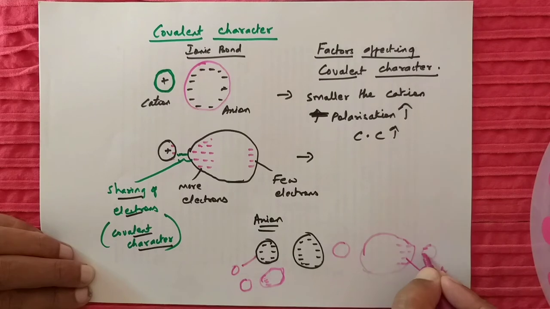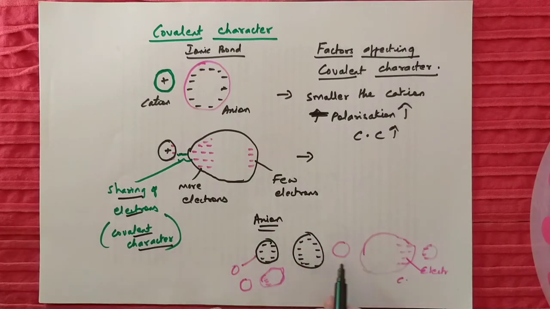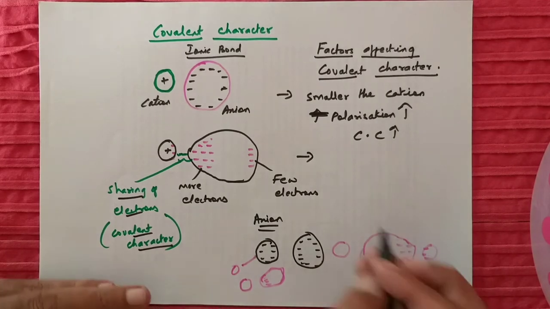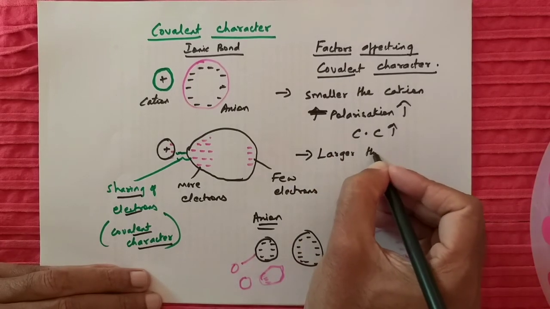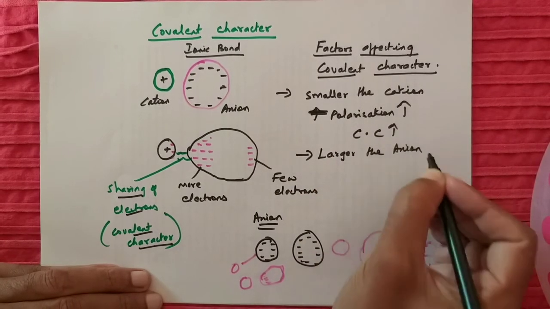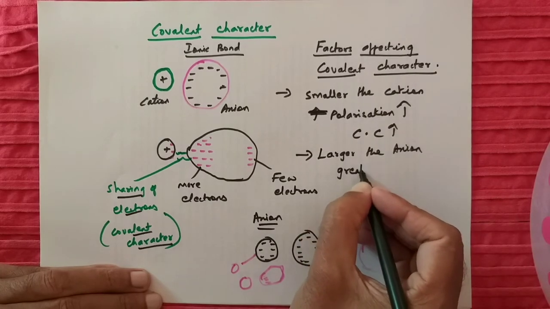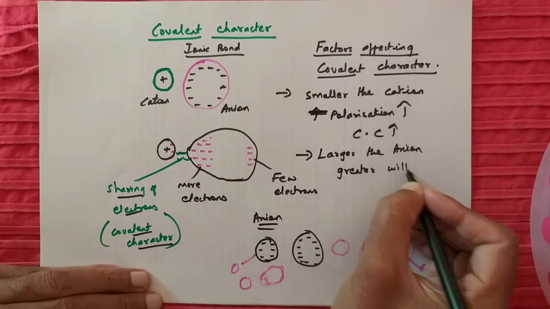And here the cation also has electrons present, so sharing starts taking place. So covalent character will increase. So the anion must be larger in size so that maximum electrons can move towards one side. So the electron cloud will be present, or the polarization will be present. Then sharing of electrons will take place. So the larger the anion, the greater will be the covalent character.